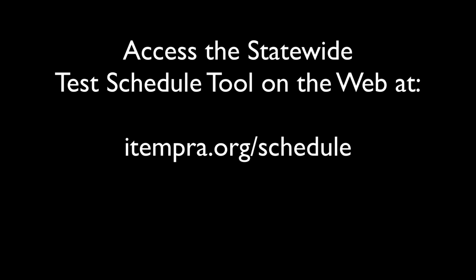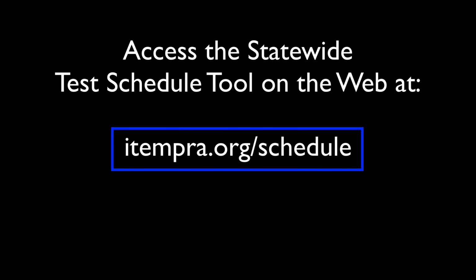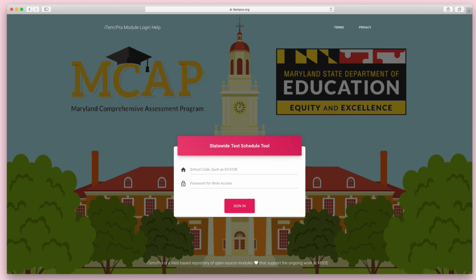The schedule tool can be launched in any web browser at the URL itempra.org/schedule. For convenience, you might want to bookmark this page. This launches the sign-on screen for the schedule tool, which is one of the modules MSDE uses on a platform called iTempra. This platform supports the MCAP, which stands for the Maryland Comprehensive Assessment Program, comprised of new assessments developed by Maryland educators. The sign-on page prompts you to enter a school code and a password.